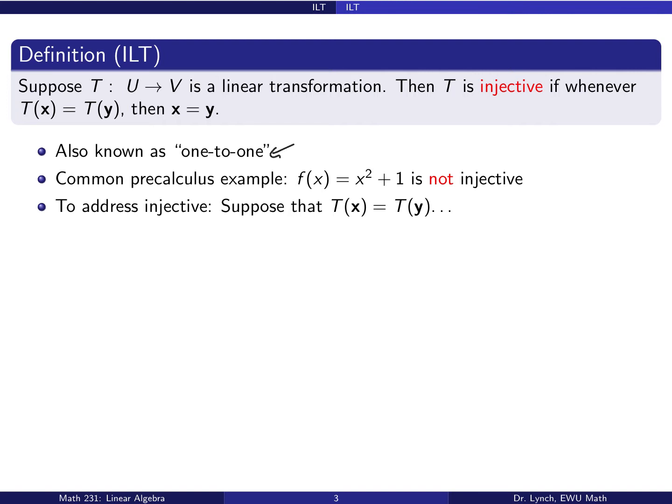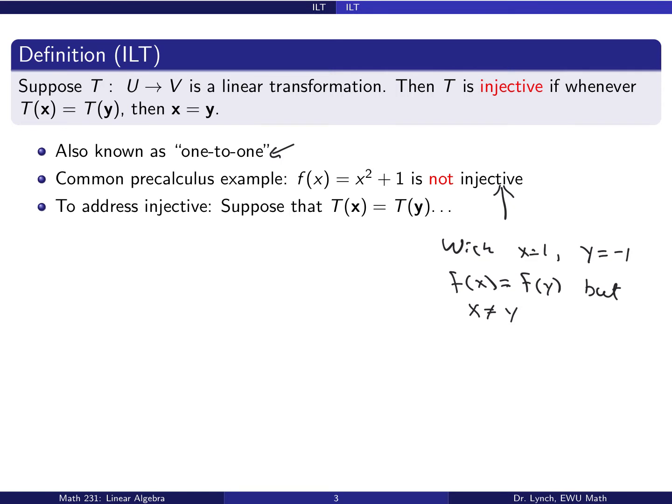A common example from pre-calculus, the function f of x equals x squared plus 1 is not injective. There are lots of ways to see that this function f is not injective. One way is to take x equal to 1 and y equal to minus 1. We see their outputs are the same, right? The image of 1 and the image of minus 1 are both 2. But x is not equal to y.